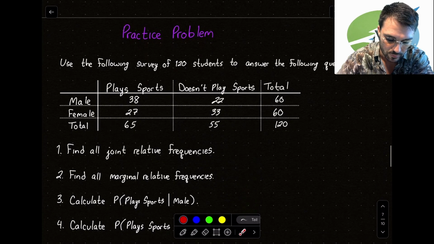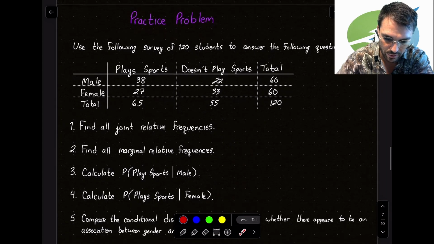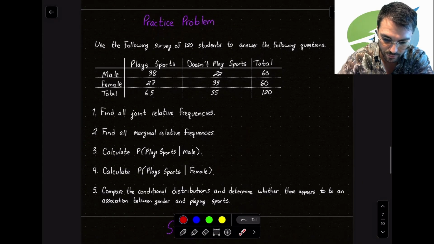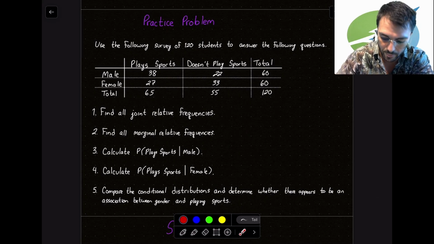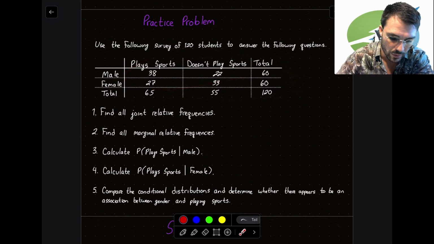All right. Here we have a practice problem. Let's take a look. There's a lot on the page here. Let's cover up the solutions. All right, can we see the whole problem? Yeah, we can see the whole thing. Okay. So, use the following survey of 120 students to answer the following questions. We have this table here. I'm not going to read the whole thing.